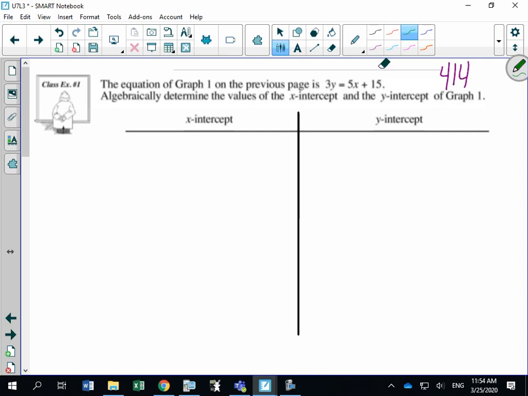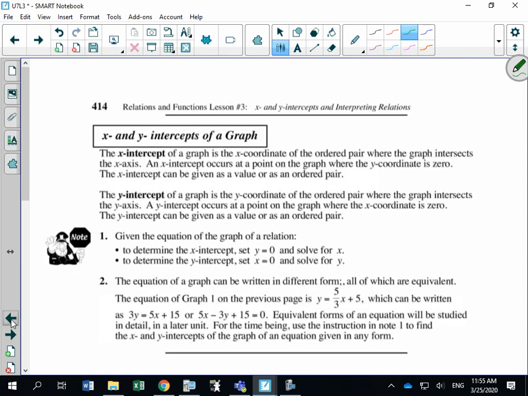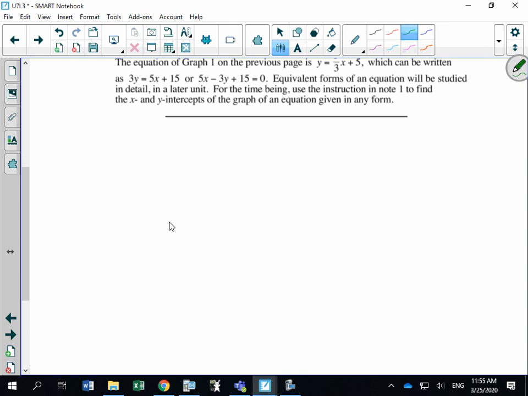So class example number 1. They give us an equation: 3y is equal to 5x plus 15. So the first thing that we need to do is find your x-intercepts. One of the things that I need you to understand, somewhere off to the side, here's what I want you to do. Label y and label x.